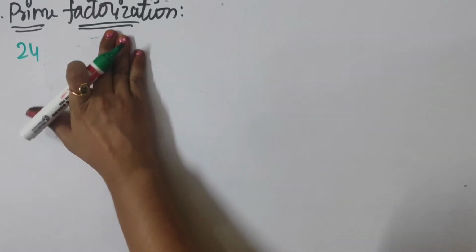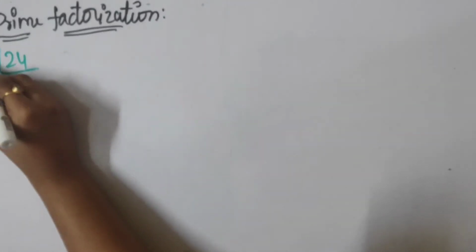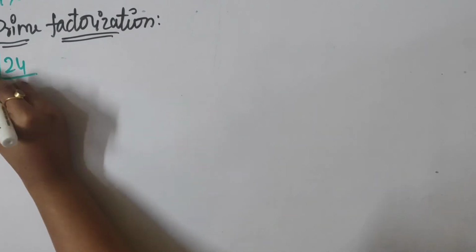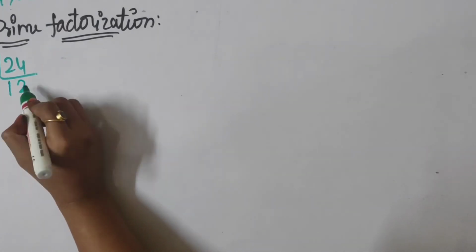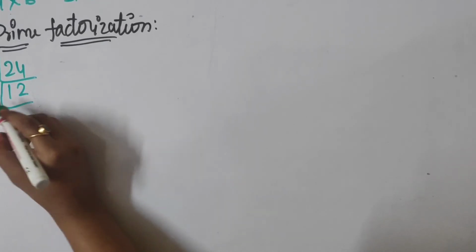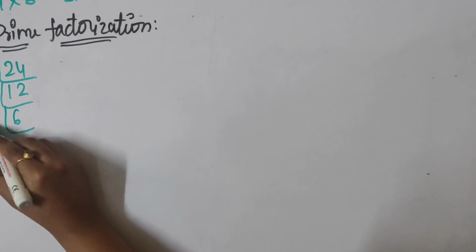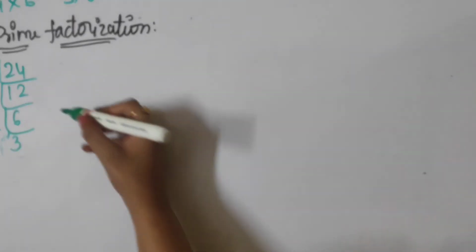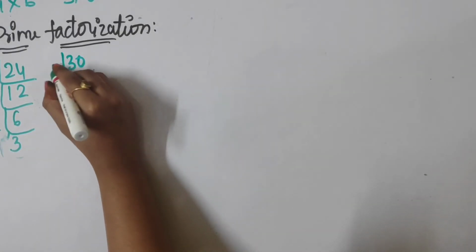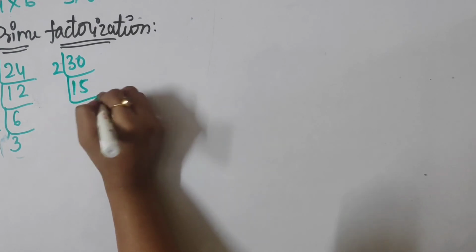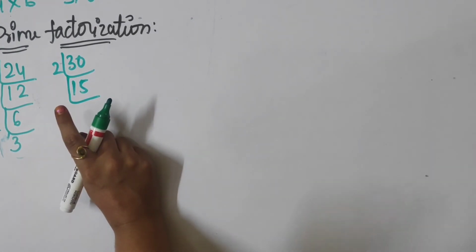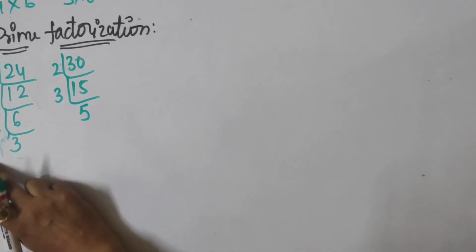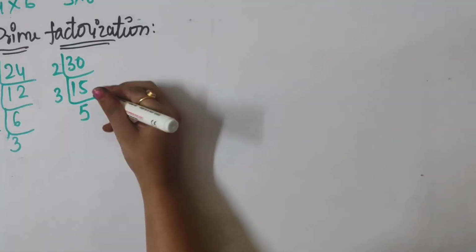Now let's do LCM for 24 first. By doing prime numbers, we need to start from the first prime number, which is 2. 2 12s are 24, 2 6s are 12, 2 3s are 6, and that's it. And the second number, which is 30, 2 15s are 30. Now this 15 is not divisible by 2, so we should go for the next number, which is 3. 3 5s are 15, and also 5 is a prime number, so we can multiply this.